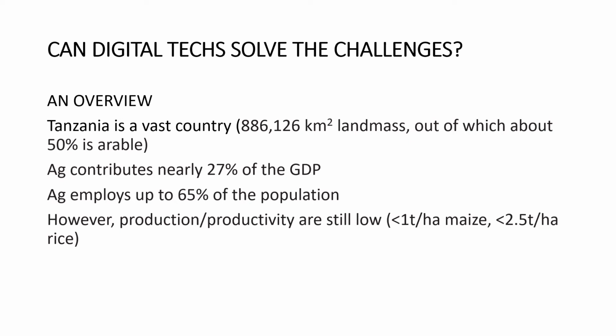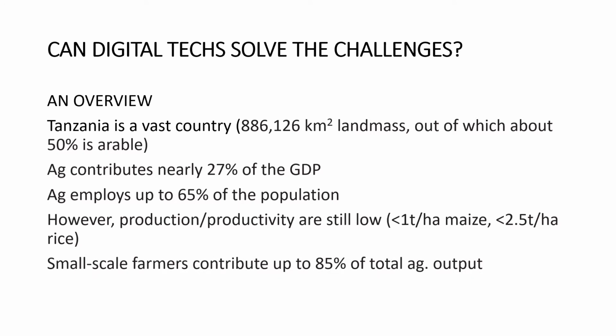However, we still have low production or productivity. For example, current productivity is less than 1 ton of maize per hectare and less than 2.5 tons per hectare of rice. You see that small-scale farmers contribute up to 80 to 85% of total agricultural output. Now, these small-scale farmers are the ones who end up getting less than 1 ton of maize per hectare or less than 2.5 tons of rice per hectare.